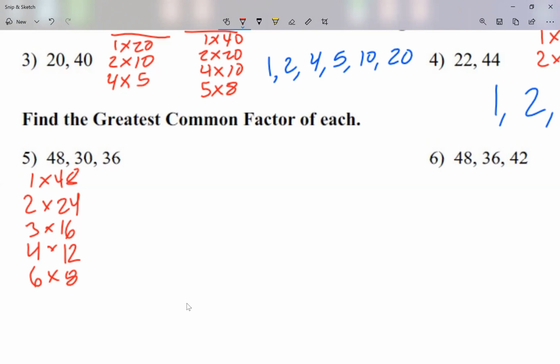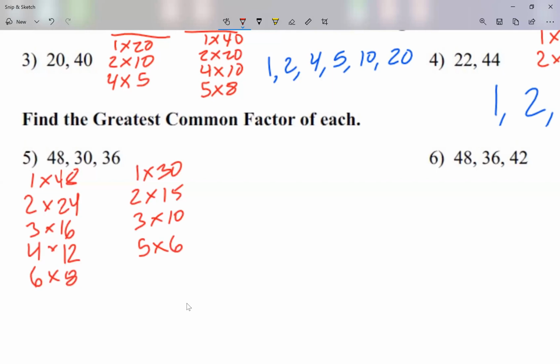Then let me find my factors of 30. I'm going to go 1 times 30, 2 times 15, 3 times 10, and then 5 times 6. All right, those are all the factors of 30.